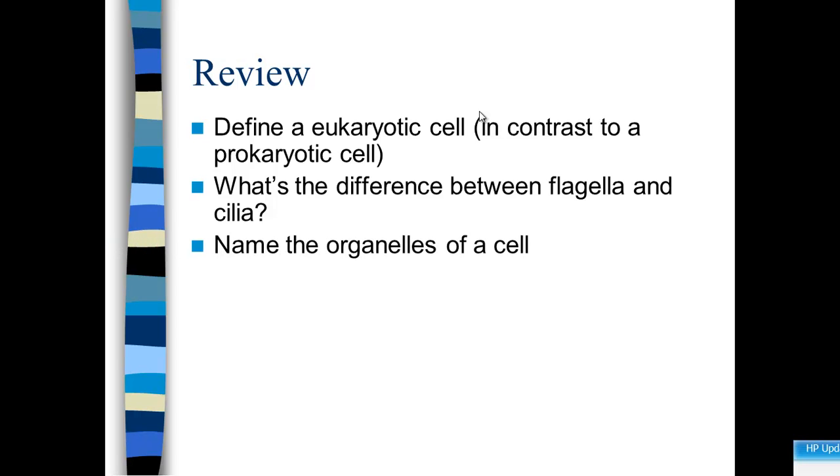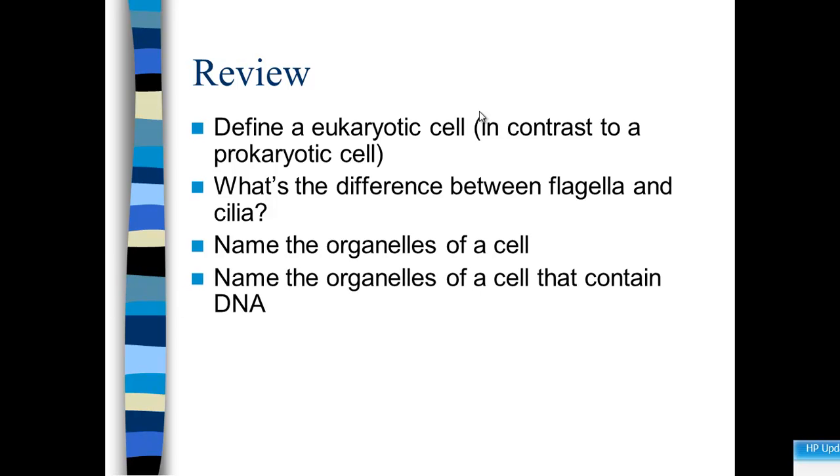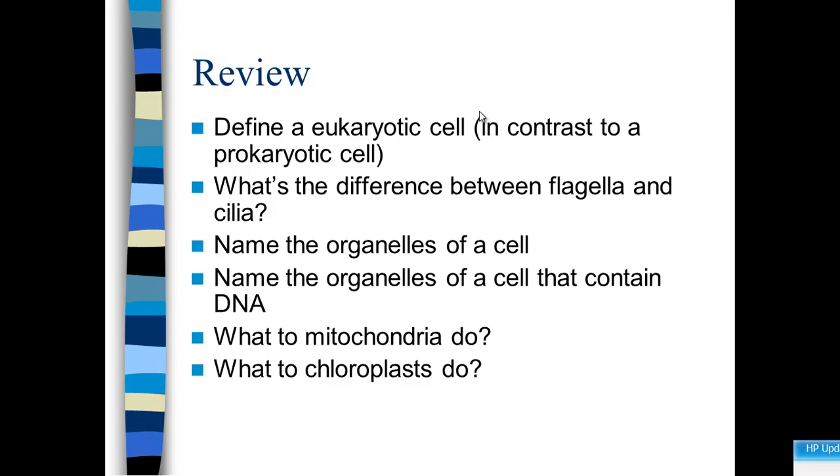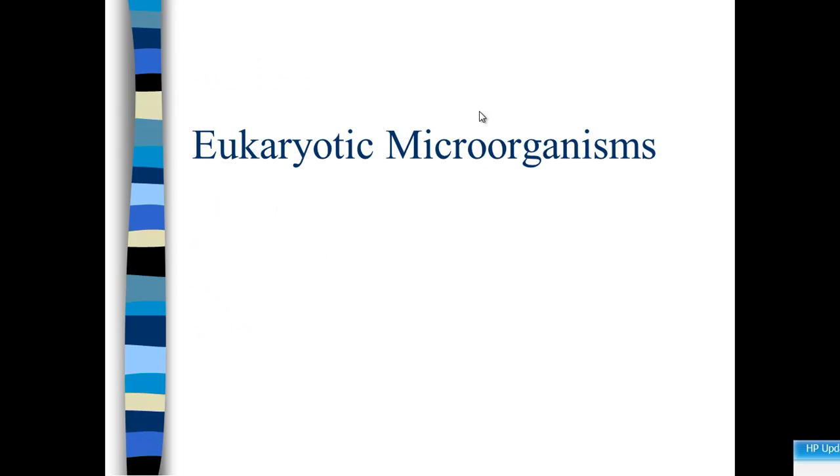Name the organelles of the cell. I'll just let you do that on your own. Name the organelles of the cell that contain DNA. Well, obviously the nucleus contains DNA. The chloroplast and the mitochondria also contain DNA. What do mitochondria do? They produce ATP. They produce chemical energy breaking down glucose. What do chloroplasts do? Chloroplasts take up sunlight energy and convert it into chemical energy by making glucose. Okay.